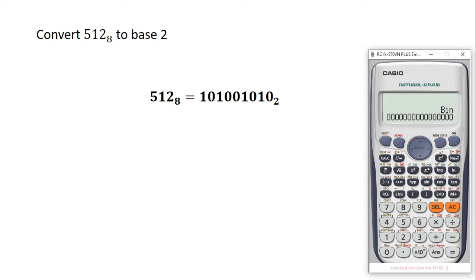After you are done, don't forget to clear your calculator in order to get rid of the number base mode. So you click on shift, you click on 9, you click on 3, then you press equal to 3 times to clear your calculator.